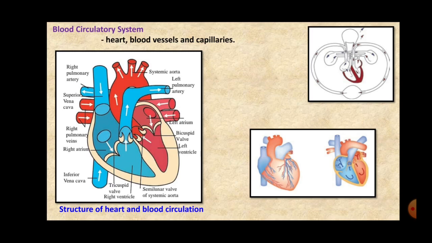Now this heart is present almost at the center in the thoracic cage, but slightly towards the left side, not exactly in the middle. It is present behind the ribs. You know, we have ribs in the thoracic region, and the heart is present between the two lungs, slightly towards the left side. That is why we always say that our heart is on the left side, but it is not exactly on the left side. It is a little towards the left from the center.